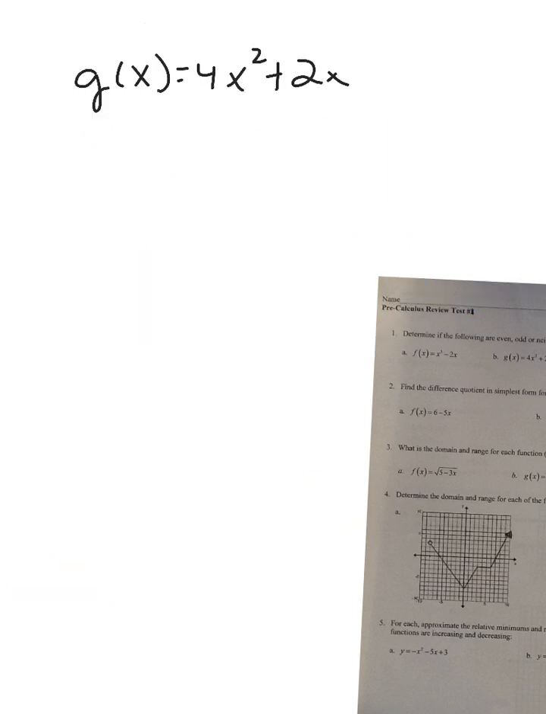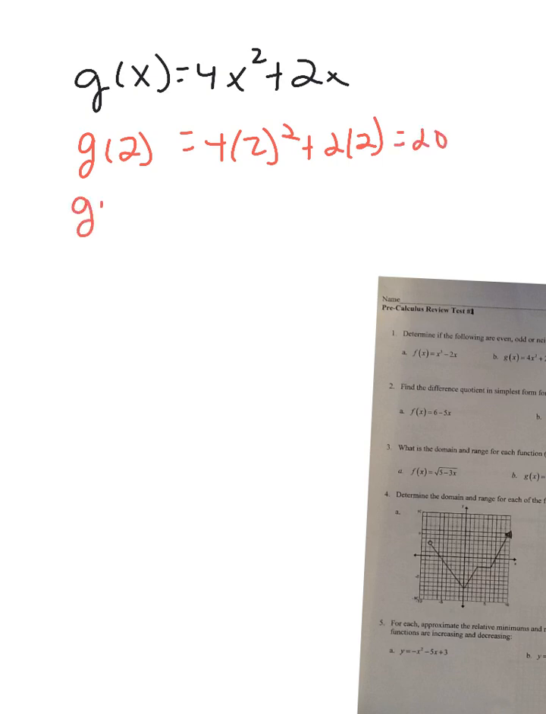Okay, so B is g of x equals 4x squared plus 2x. So we'll start off with g of 2. So that is 4 times 2 squared plus 2 times 2, which comes out to be 20. And we will plug in g of negative 2, which is 4 times negative 2 squared plus 2 times negative 2, which comes out to be 12. So they're not the same, they're not opposites, so this is neither.